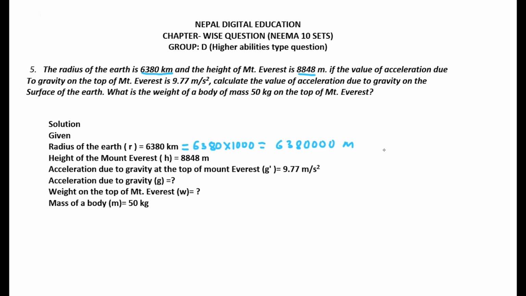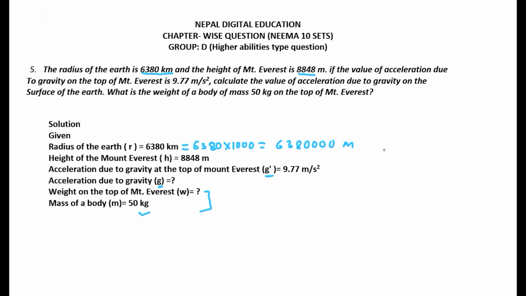If the value of acceleration due to gravity on the top of Mount Everest, suppose this acceleration due to gravity be g dash, is 9.77 meter per square second, calculate the value of acceleration due to gravity on the surface of the earth. So we have to find the g. What is the weight of the body? So this is the second case. In the second case, we have to find the weight, and the condition is mass is given 50 kg.